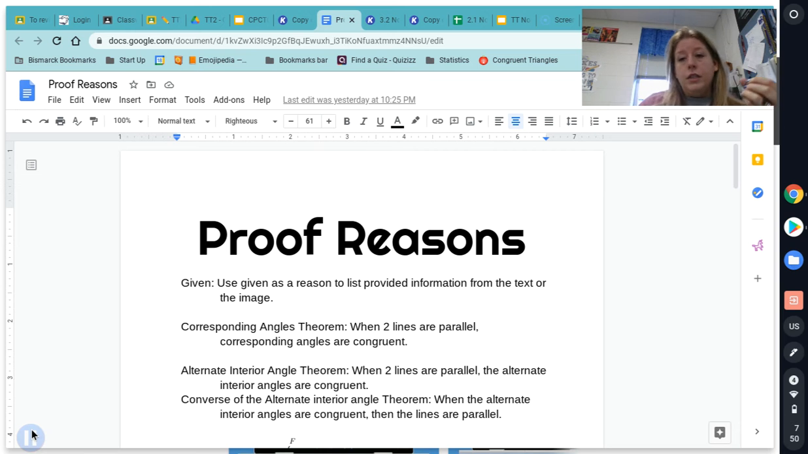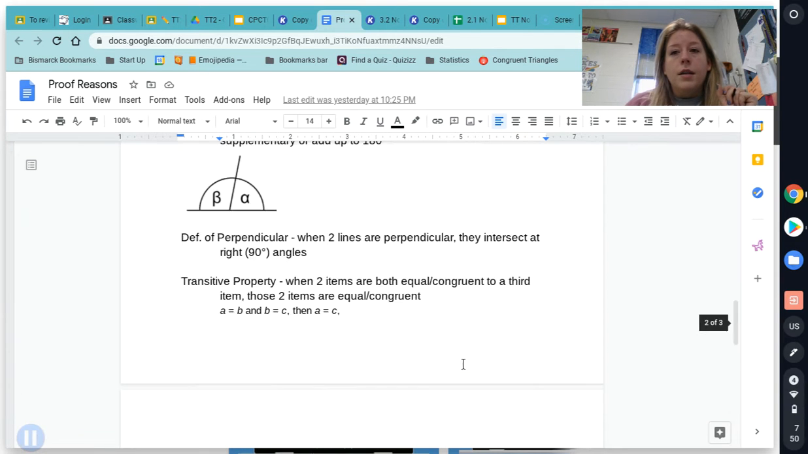Section of TT2, last little bit, getting us ready for our quiz on Wednesday. I want you to start by opening your proof reasons document from either your notebook cover or your Google Drive. We're going to add one thing to that today.